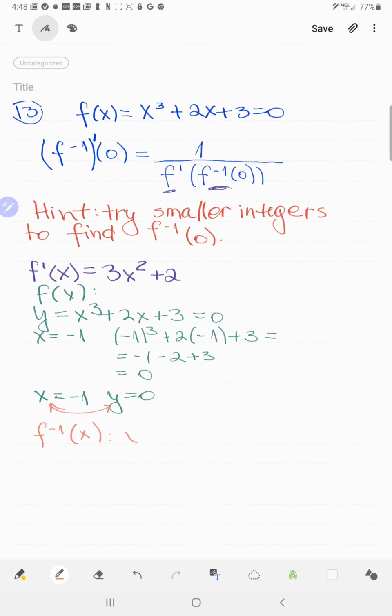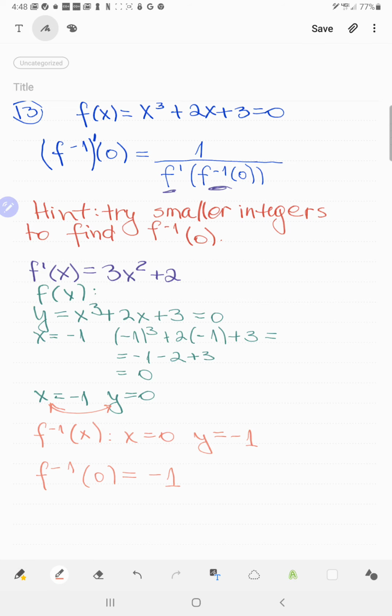So then our x would be 0 and our y would be -1. And then if we plug in 0 into the function, we'll have the y value to be -1. So now we have all of the components.